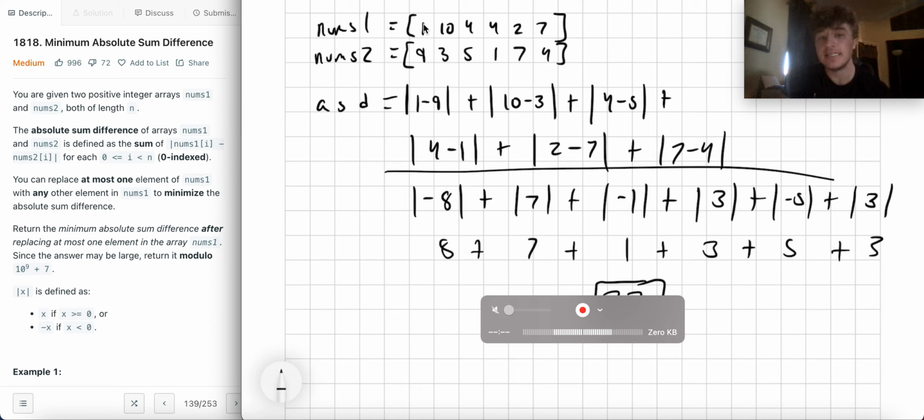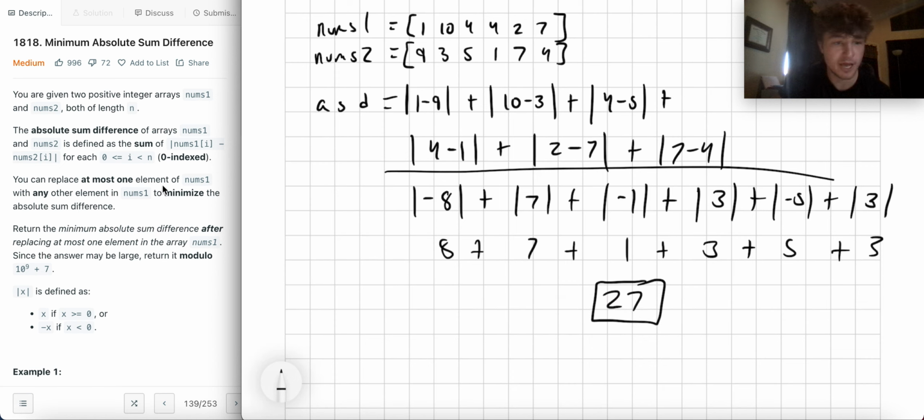So this number has all these other elements as candidates to replace itself. This 10 has all these other numbers as candidates to replace itself. You can only do that operation at most once, okay?